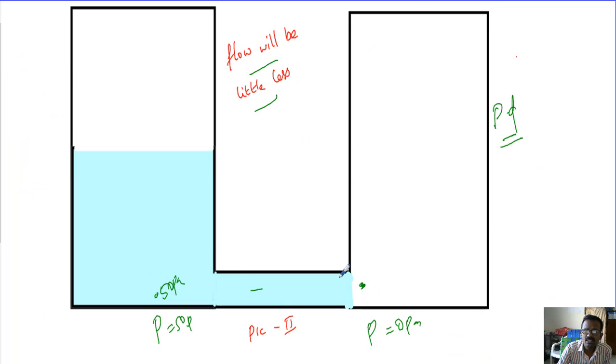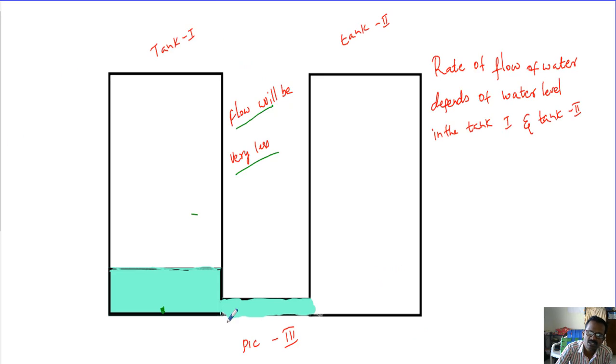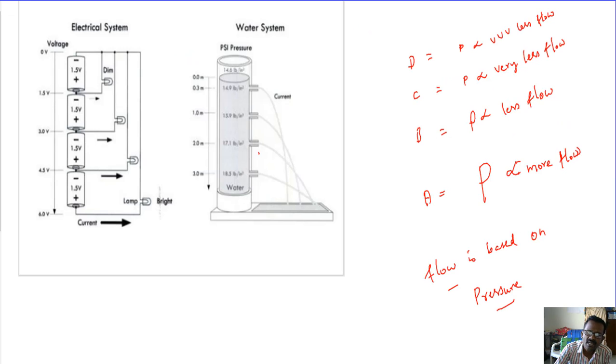Now you see the next picture. What about the flow here? Flow will be less, because the potential difference is less. This is 50 pascal, this is 0 pascal, so less. What about this one? It's very less, because the rate of flow of water depends on the water level in tank 1 and tank 2. This flow will be very less when compared with tank 2.